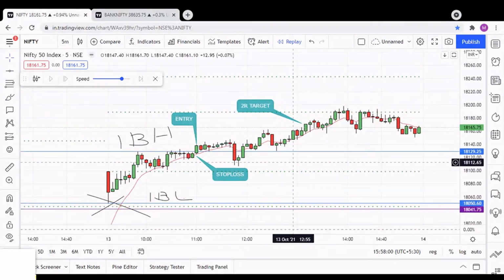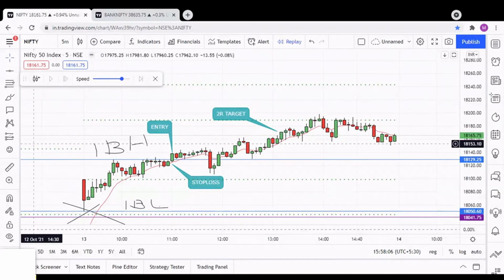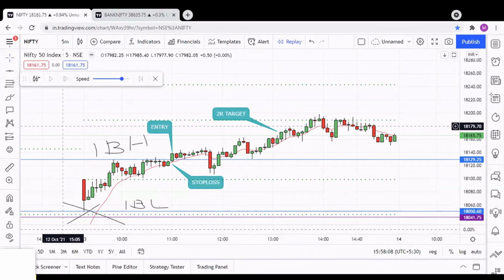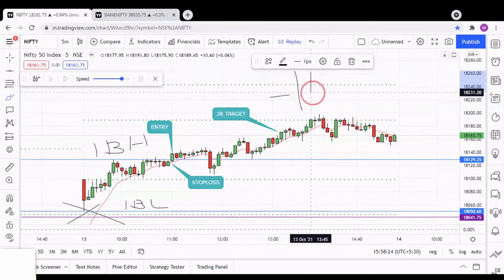So today in Nifty we had only one trade which gave us a loss of 1R. So whenever there is a loss, we should lose only 1% of our capital. When there's a profit, we have to take 2% of our capital. We should not lose more than 1% of our capital. So minus 1R loss.